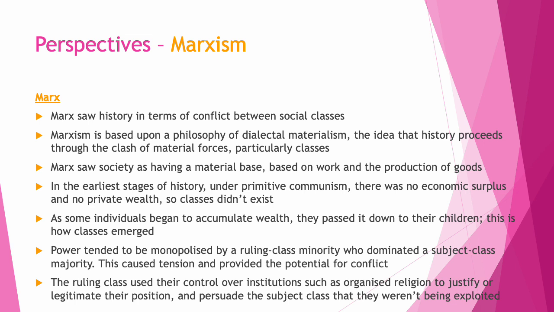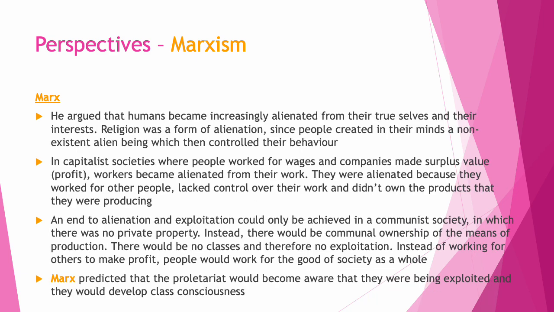This caused tension and provided the potential for conflict. The ruling class used their control over institutions, such as organized religion, to justify or legitimate their position and persuade the subject class that they weren't being exploited. Marx argued that humans became increasingly alienated from their true selves and their interests. Religion was a form of alienation, since people created in their minds a non-existent alien being, which then controlled their behaviour.